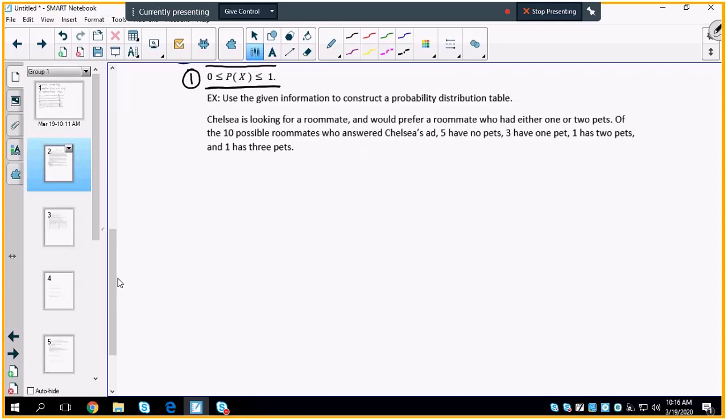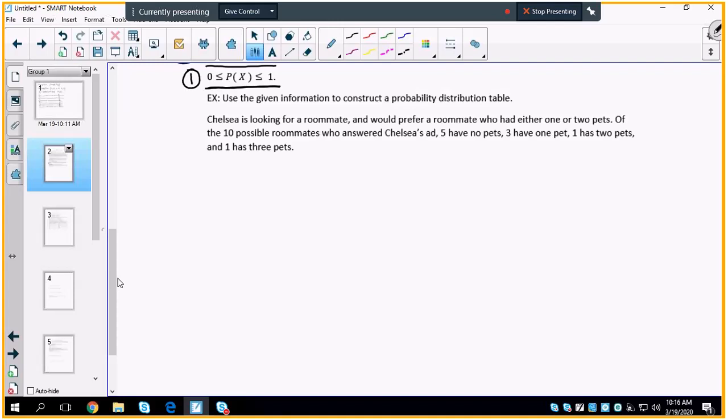Chelsea is looking for a roommate and would prefer a roommate who had either 1 or 2 pets. Of the 10 possible roommates who answered Chelsea's ad, 5 have no pets, 3 have 1 pet, 1 has 2 pets, and 1 has 3 pets.